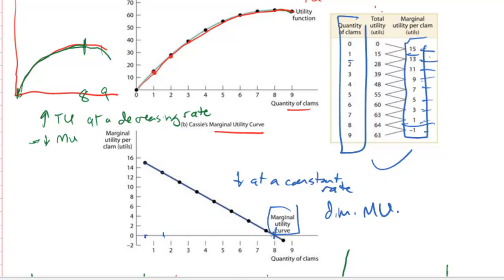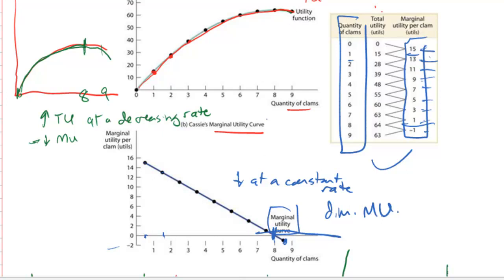Notice after this 8th clam, or upon eating the 9th clam, it gets negative. It crosses through there onto the negative part of the y-axis, and you start to get negative additional utility, or reduction in utility, from additional quantities consumed.